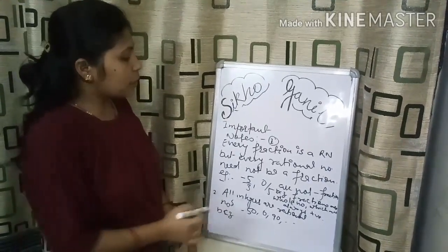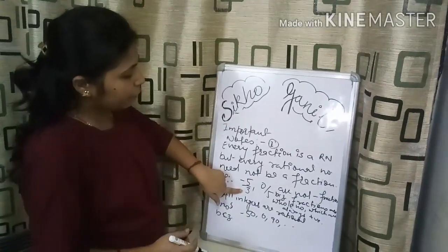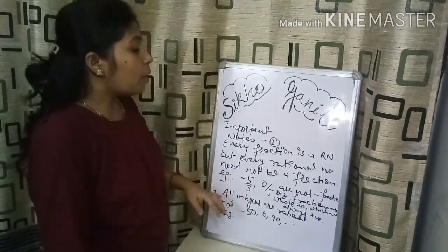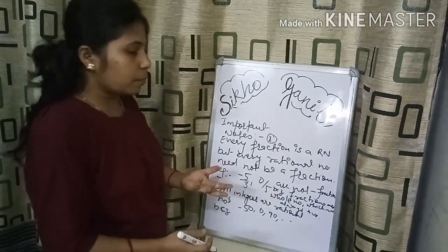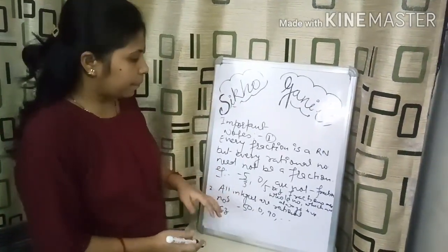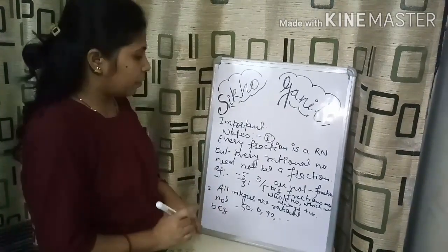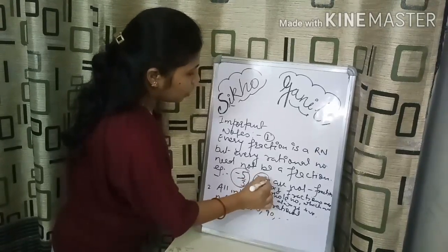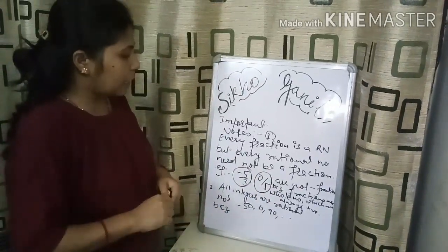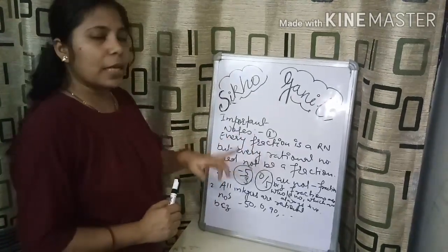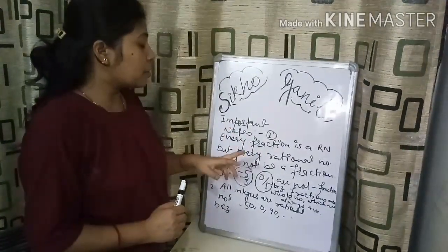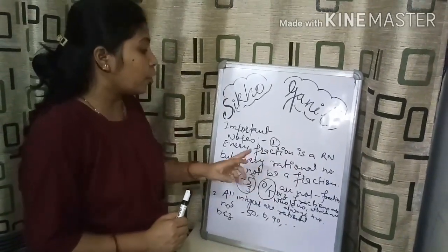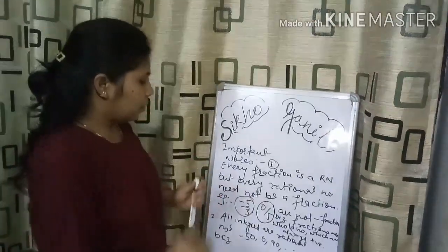Why? Because, as for example, minus 5 by 3, 0 by 5 are not fractions. Why is it not a fraction? Because fraction means whole numbers, which are always positive. And what we are seeing here, this one is not positive. This is not a whole number. It is also not positive. That's why every fraction is a rational number, but it is not necessary that every rational number would be a fraction.